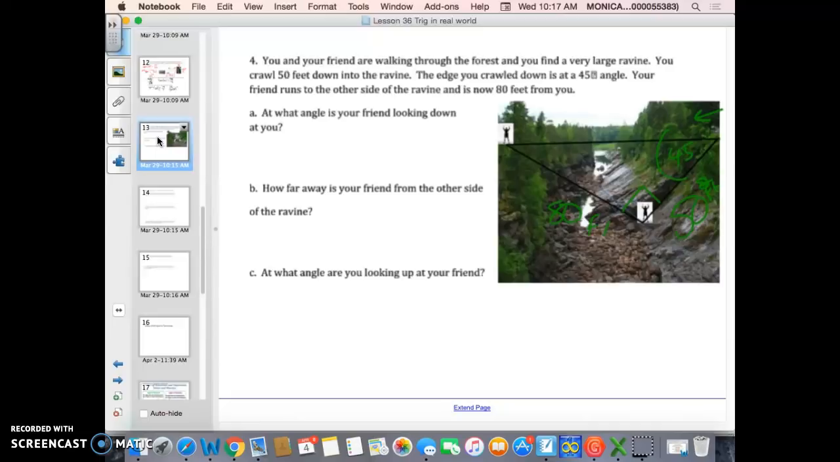So you want to know at what angle is your friend looking down at you. So you want to know this angle right here. Well, I know that's a 90 and that's a 45. So it's a 45 degree angle.